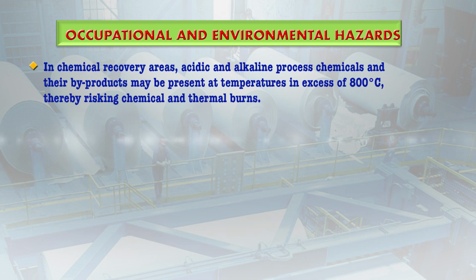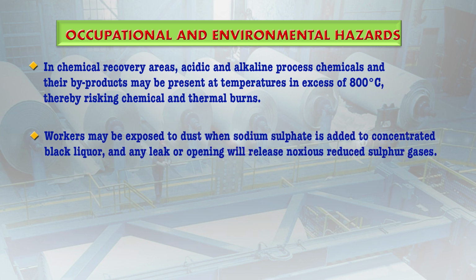Now in the chemical recovery areas, we find acidic and alkaline process chemicals, and these also have their byproducts. Their byproducts may be present at high temperatures which can exceed 800 degree centigrade. Thereby the workers are at risk of chemical and thermal burns. So they need to do these processes very carefully. Now the workers may also be exposed to dust when the sodium sulfate is added to the concentrated black liquor, and if there is any leak or any opening, that will release these noxious reduced sulfur gases.